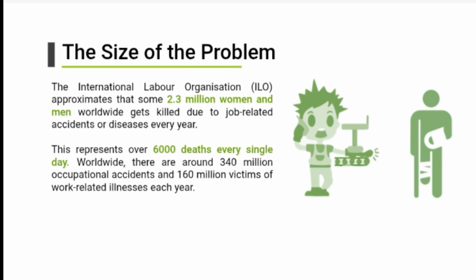Occupational accidents and work-related illnesses. According to the ILO, approximately 2.3 million women and men worldwide lose their lives each year due to job-related accidents or diseases. That means, on average, over 6,000 deaths occur every single day. Each day, thousands of lives are lost due to preventable accidents and illnesses that occur in the workplace.